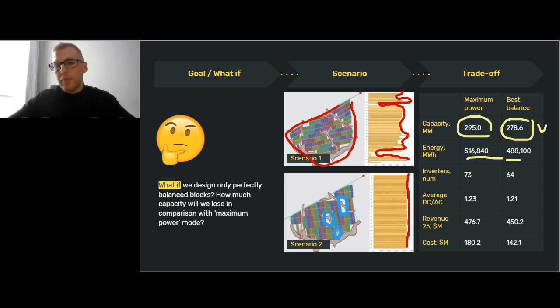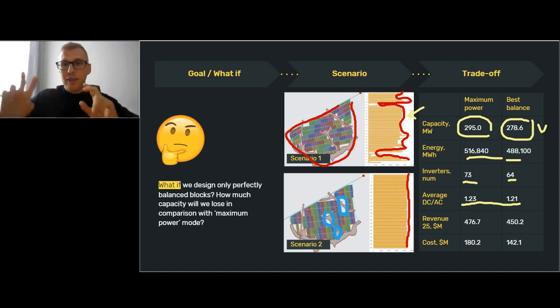But at the same time, we also reduced the number of inverters, 64 versus 73, and let's say our average DC-AC ratio is fine. But again, if you check this specific place, you will see that there are many, let's call them, bad blocks. The fact that the average DC-AC ratio for the whole site is a healthy one doesn't mean that it's a cool site, right? So you might still have a lot of problems.